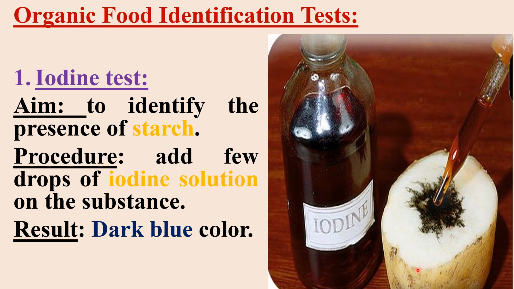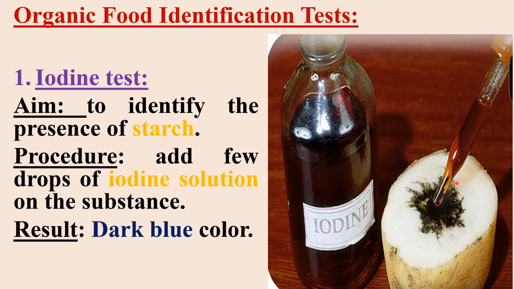So I had a piece of potato. This is the iodine solution, or we can call it iodine water. You can try this at home. Betadine solution, which is used to disinfect wounds, is made up of iodine. So you can bring bread, potato, rice, pasta, anything with starch, and put a few drops of betadine over the food. If it gives a dark blue, close to black color, it means there is starch.